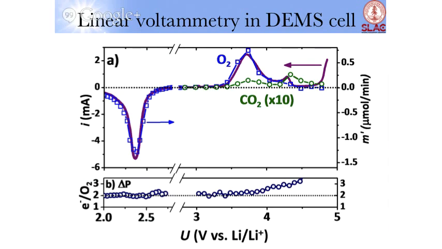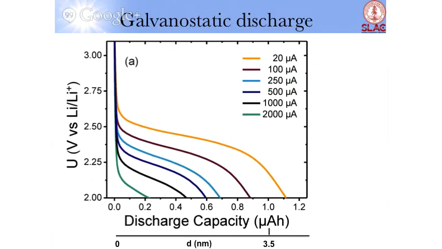Now, we want to take this analysis and take it one step further and try and understand what's the rate dependence of this. So what we want to do is to try and see if we can run this at high rates. So this is galvanostatic discharges that are run on a flat electrode, and these are different current densities. And in this case, 20 microampere per centimeter square. This is a 1 centimeter square electrode.